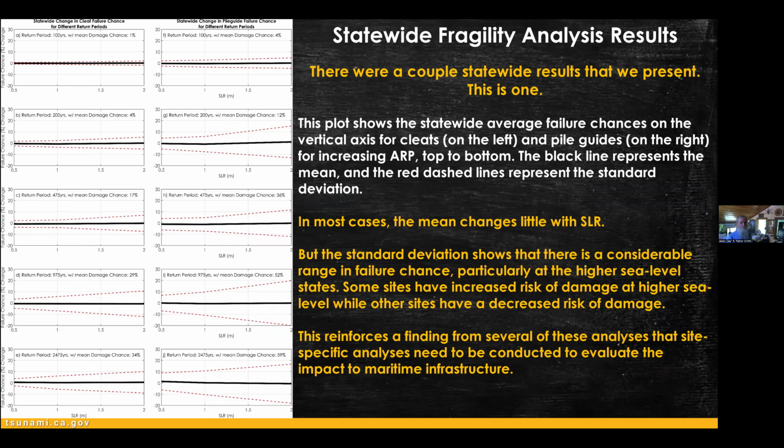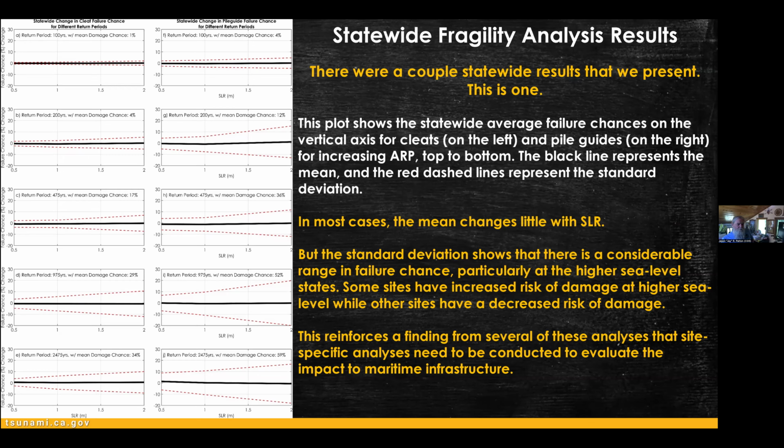There were a couple statewide results that we present, and this is one. This plot shows the statewide average failure chance on the vertical axis for cleats on the left and pile guides on the right for increasing return period top to bottom. So it goes from 100 years at the top to 2475 years at the bottom. The black line represents the mean, and the red dashed lines represent the standard deviation. In most cases, the mean changes little or zero with sea level rise, particularly at the higher sea level states.